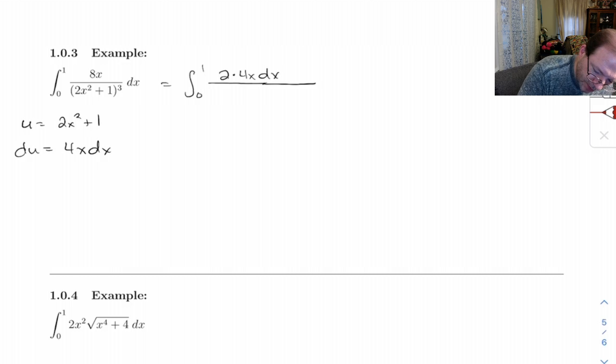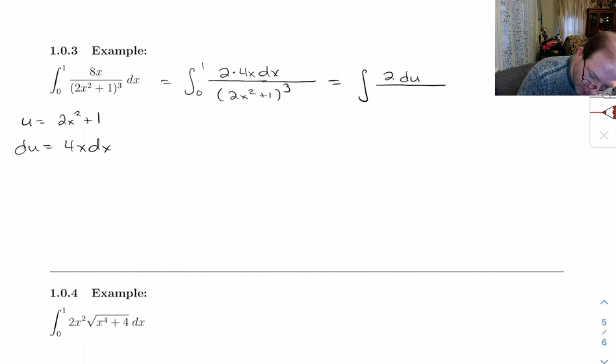Now keep in mind, if you've got a dx at the end like this, it's perfectly fine to move it up top on the fraction. So I'm going to rewrite it like that. That way I can rewrite my integral up top. I've got the 2 stays, then the 4x dx gets replaced with du, and underneath that becomes u cubed.